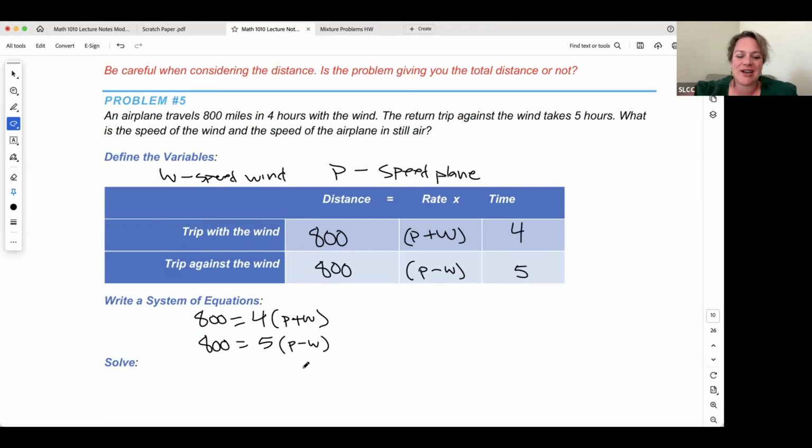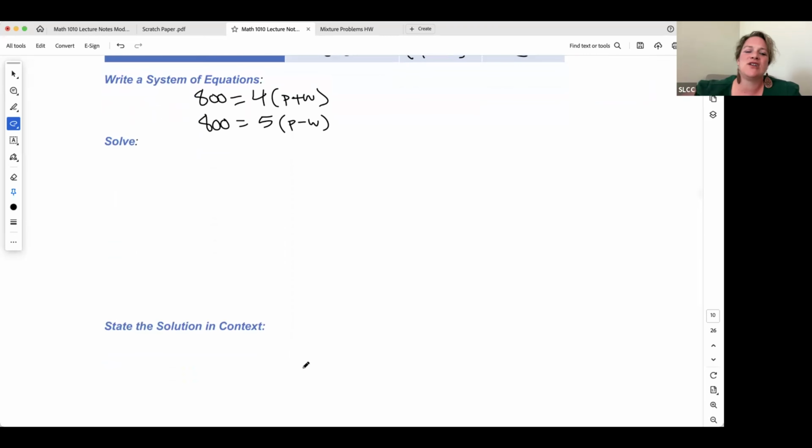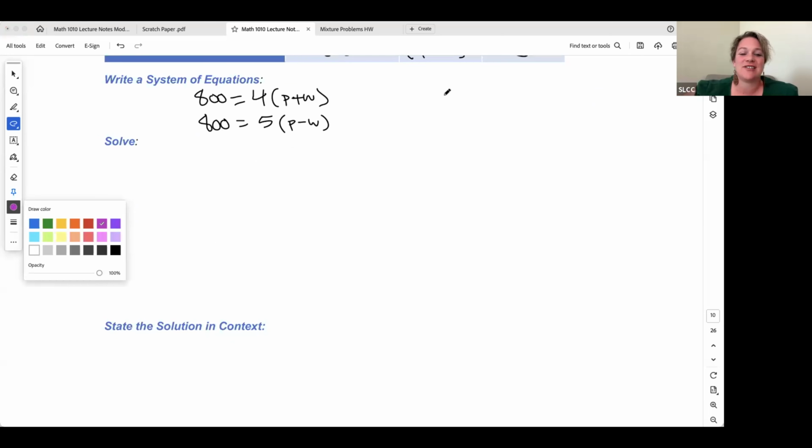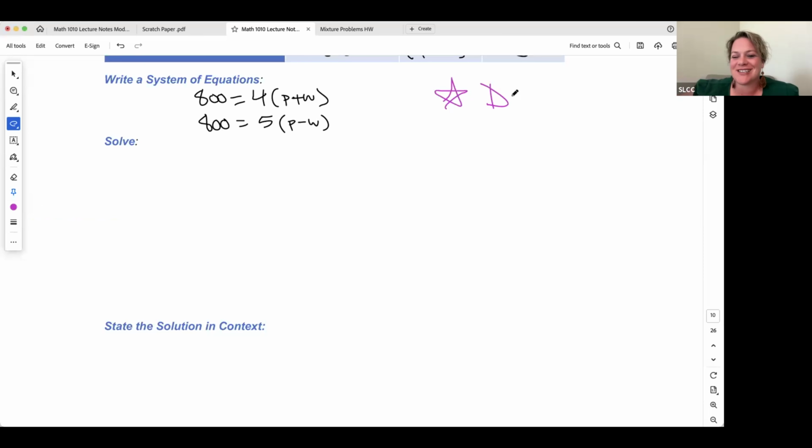And now we can try to solve. What can I do to solve here? Step 1, you'd probably say distribute. Well, it's good to distribute, but anytime you can, divide first. This is one of my favorite tricks. Use it. Divide first. Anytime you can, divide first.